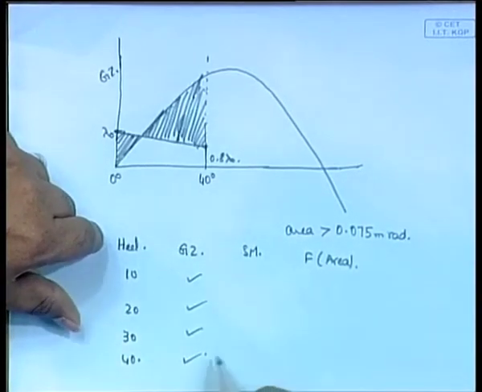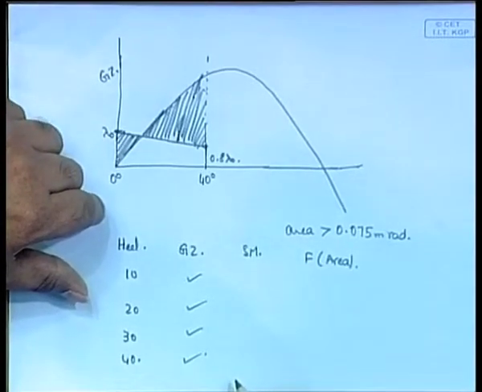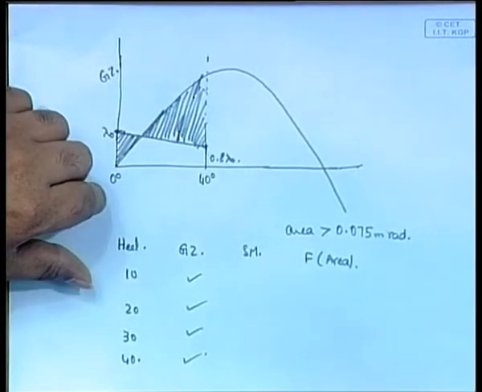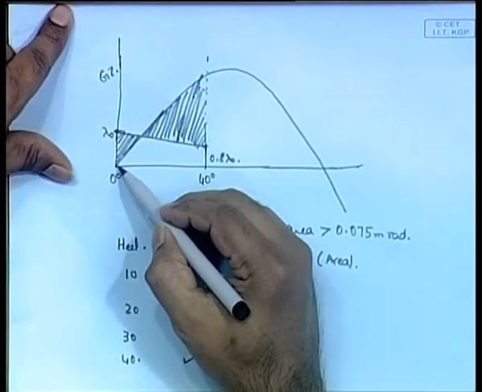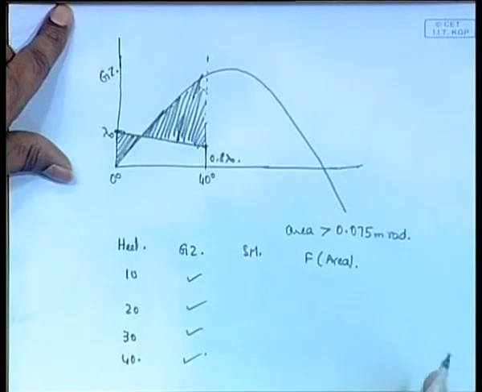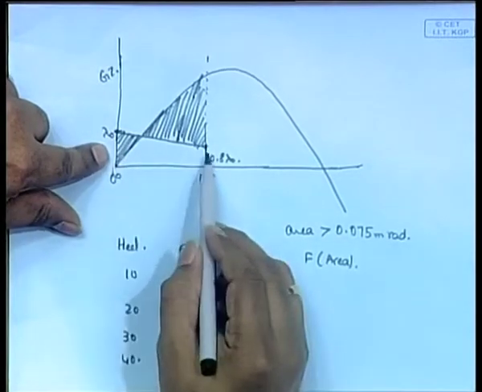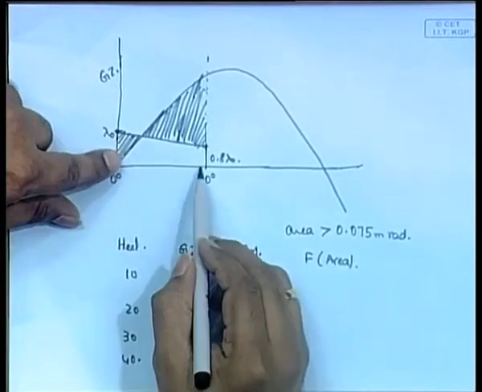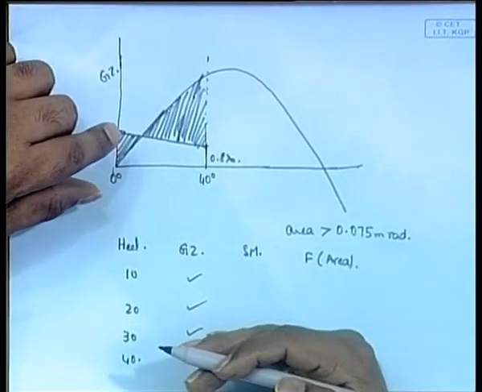So, you find the area up to 40 degrees. Note, when you find the area under the GZ curve, you are actually finding the area under the righting arm curve. Then you need to find the area of the trapezium made by lambda 0 and 0.8 lambda 0, and you have to subtract that.